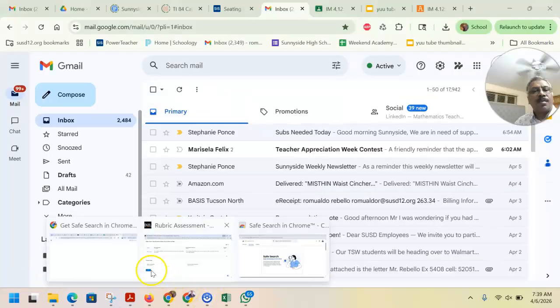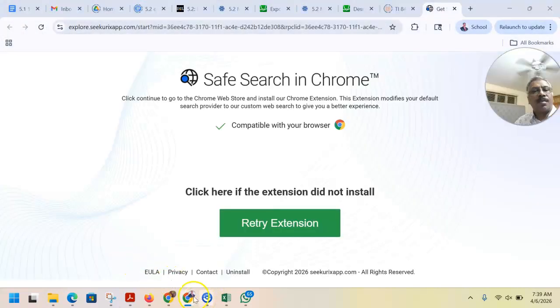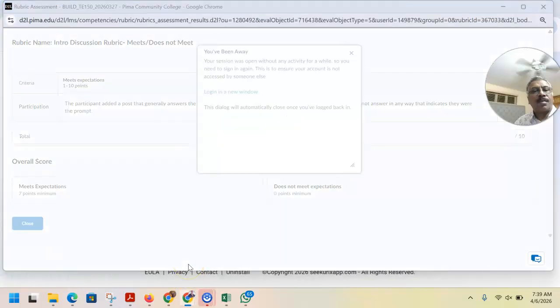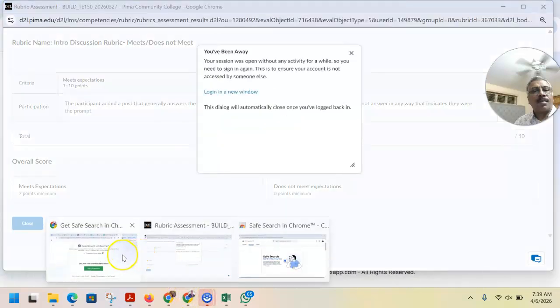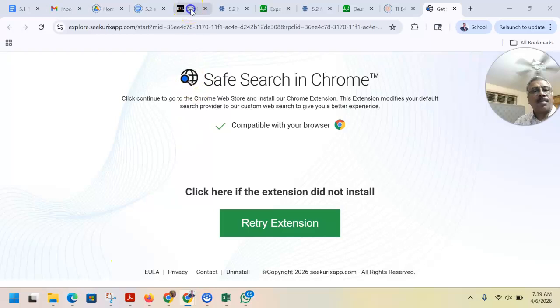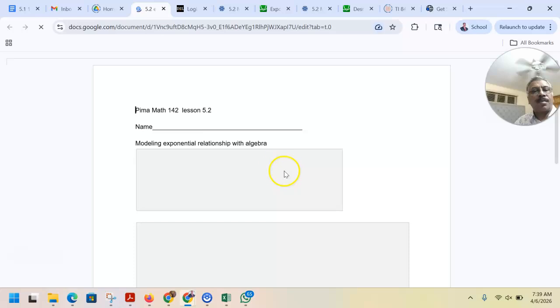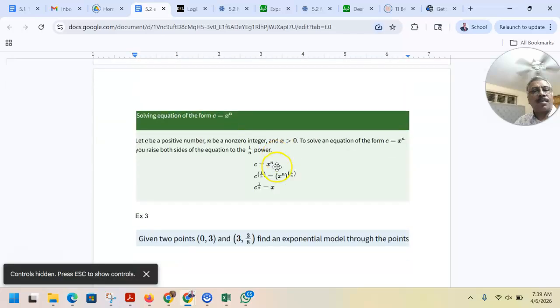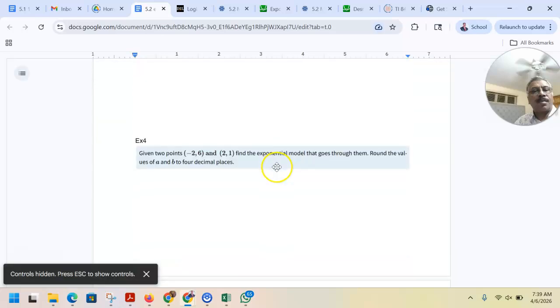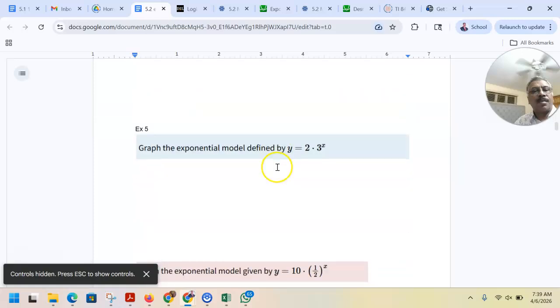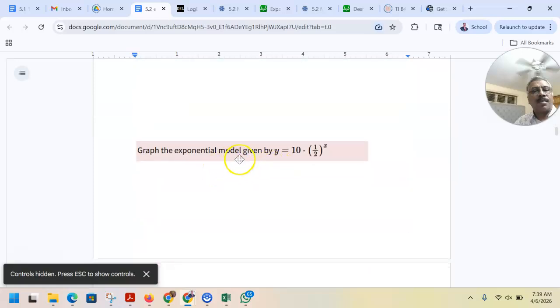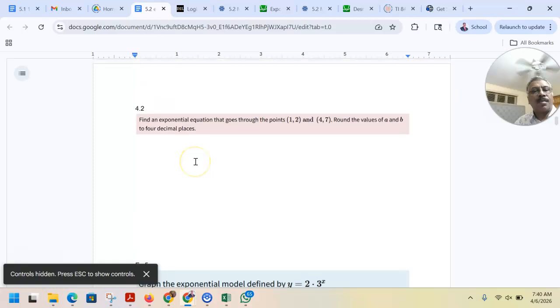So we finish with example number 4, the graph of an exponential function.